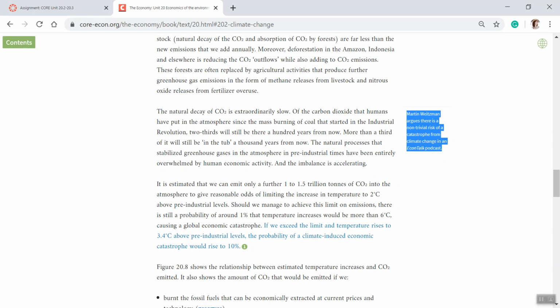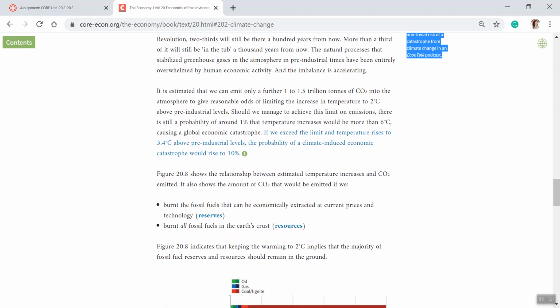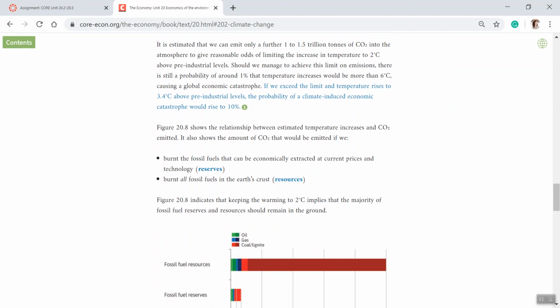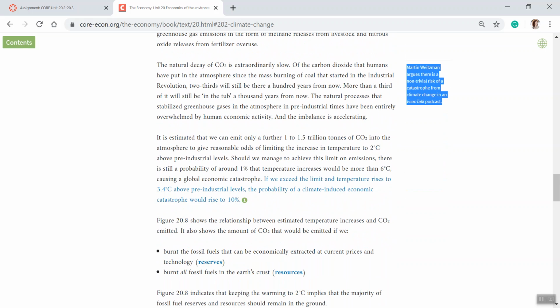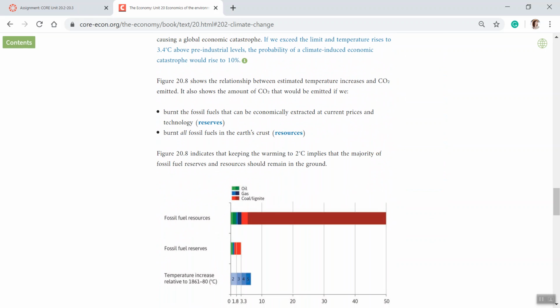Okay, and the next thing that we're looking at is the relationship between temperature increases and CO2, and also looking at the amount of CO2 that would be emitted if. Okay, so right now we have these CO2 levels. For example, now we're doing the tar sands, we're doing a lot of oil and natural gas. We have the fracking where we're getting natural gas. So there's more stuff, right?